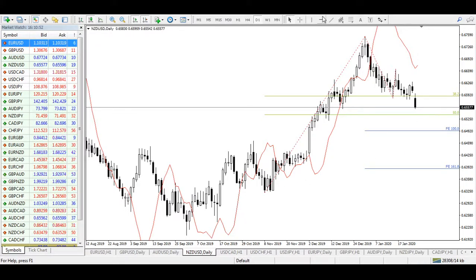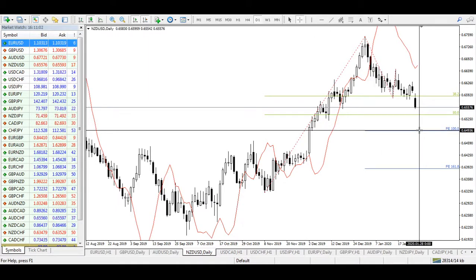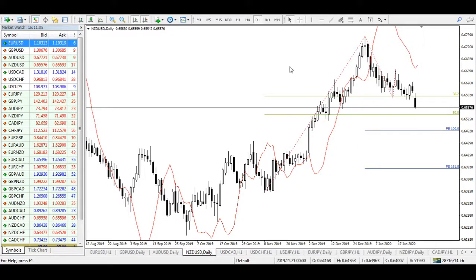The very first target will be this ABCD, AB equals CD pattern. That will give us a target of 64.93. If you look at this pattern, this was the left shoulder, this was the head, this is the right shoulder, and this is some kind of head and shoulder pattern. Not exactly perfect because the distance between the shoulder and head is too big, but this is kind of head and shoulder, and the market has broken to the downside already.